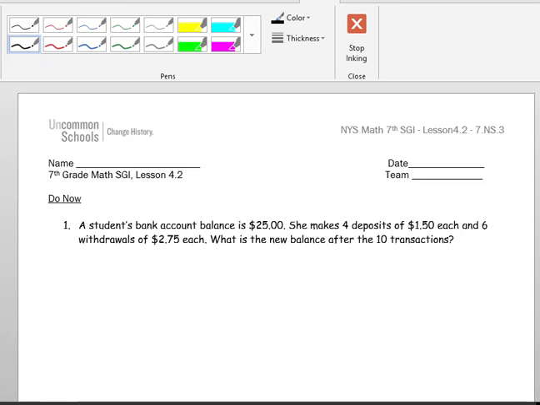All right, gentlemen, we are going to do a quick review of your do now. So let me grab a color here. Make sure that your paper looks like mine, if it doesn't already, okay?